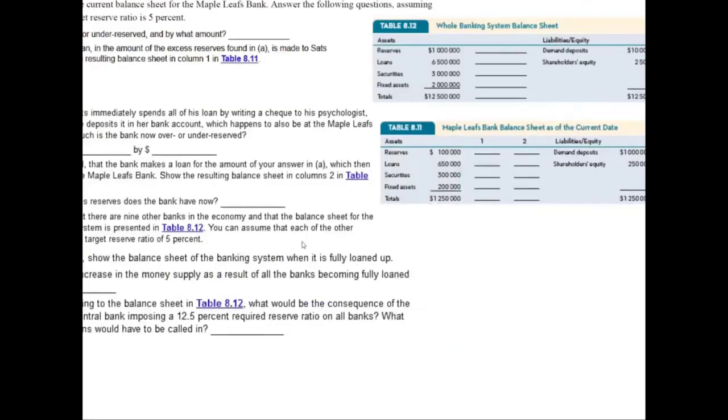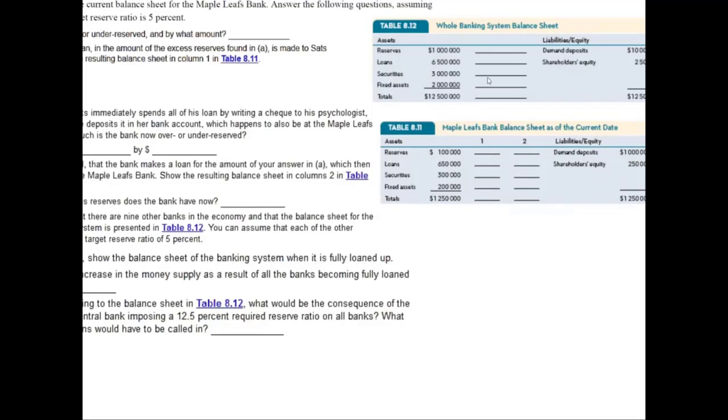So can everyone see this okay? I'm not sure what everything looks like on your end. Okay, good. So in this example, we have the current balance sheet for the Maple Leafs Bank. Answer the following questions, assuming that the bank's target reserve ratio is 5%. So the first question is: is the bank over or under reserved, and by what amount?